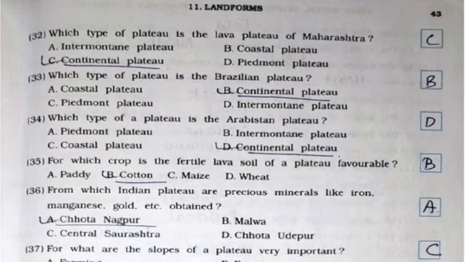35, for which crop is the fertile lava soil of a plateau favorable? It's option number B, cotton. 36, from which Indian plateau are precious minerals like iron, manganese, gold, etc. obtained? It's option number A, Chota Nagpur. 37, for what are the slopes of a plateau very important? It's option number C, cattle rearing.